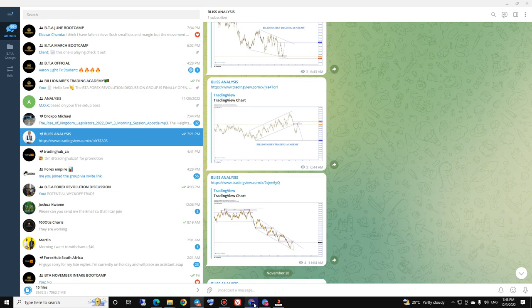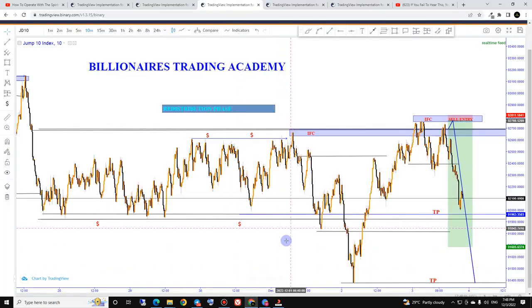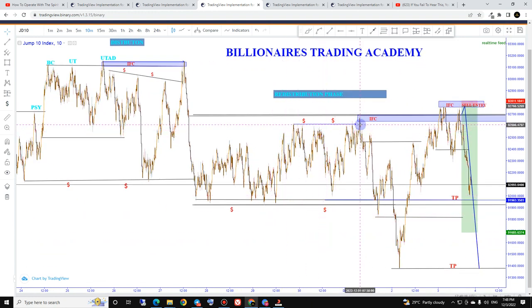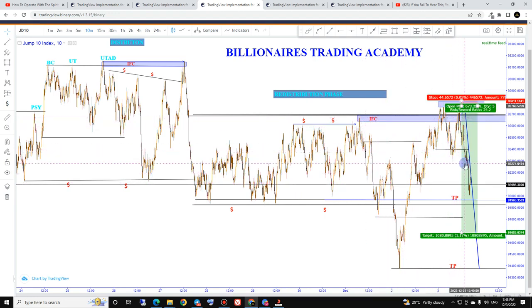Okay, but if you do follow me on my social media platforms, you would have seen that I actually shared this setup. I do share these setups. So I saw this was liquidity, and then we had liquidity being grabbed in this case. So I was hoping price would come and touch here and then start going down. So I was able to find an IFC, knowing that it may continue going down.